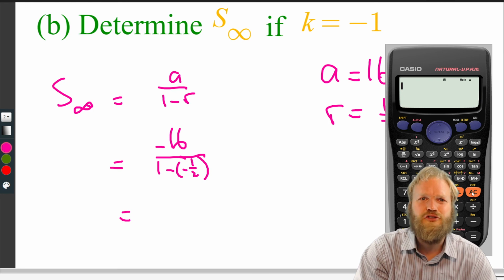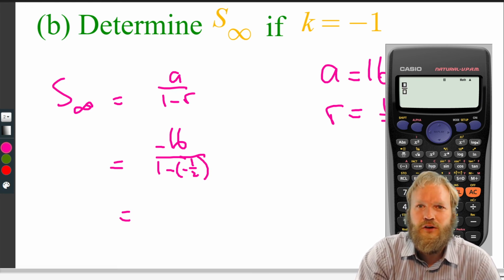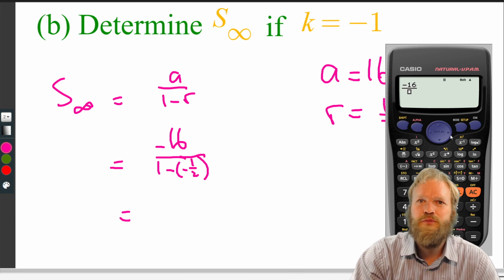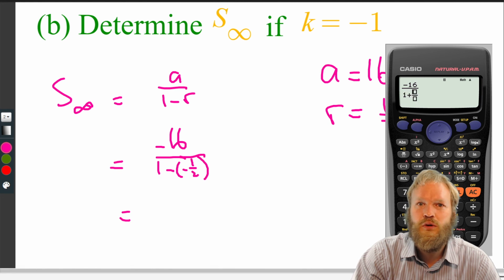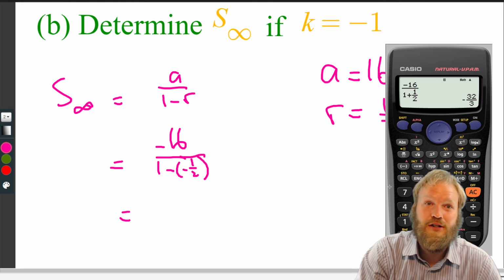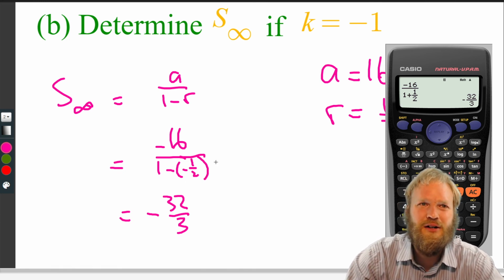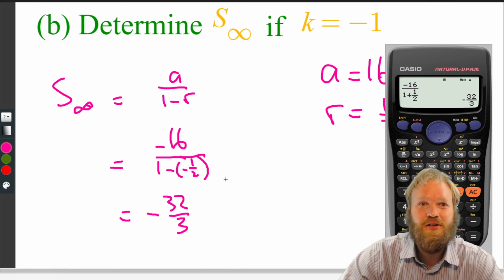Let's just use our calculator to check. Minus 16 over 1 minus a half. Minus 32 over 3. Well, that's minus 32 over 3. So not a nice neat number, but there it is.